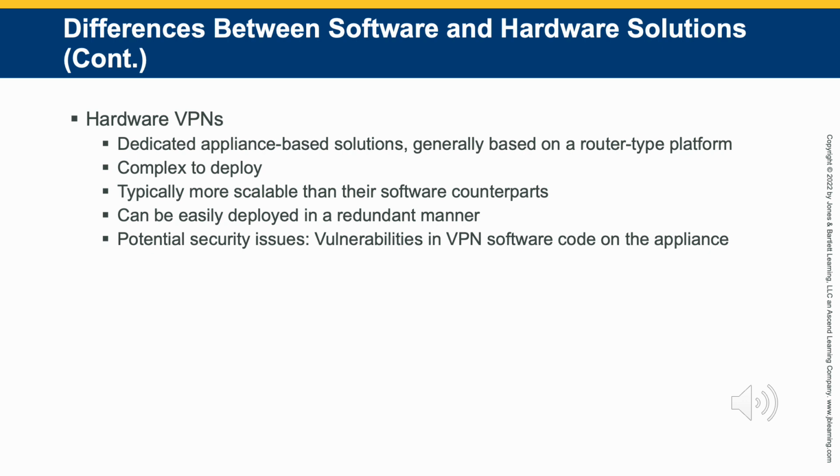Our last example would be hardware VPNs. Typically, they're a dedicated appliance-based solution, generally based on a router-type platform. They're complex to deploy, typically more scalable than software counterparts, and can be easily deployed in a redundant manner. Potential security issues could be vulnerabilities in VPN software code on the appliance.